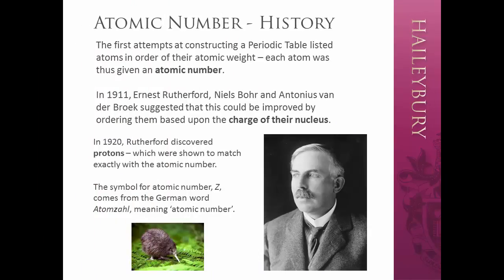The first attempts at constructing a periodic table listed atoms in order of their atomic weight. Each atom was thus given an atomic number. In 1911, Ernest Rutherford, Niels Bohr, and Antonius van der Broek suggested that this could be improved by ordering them based upon the charge of their nucleus. In 1920, Rutherford discovered protons, which were shown to match exactly with the atomic number. Thus, the symbol for atomic number, Z, comes from the German word Atomzahl, meaning atomic number.